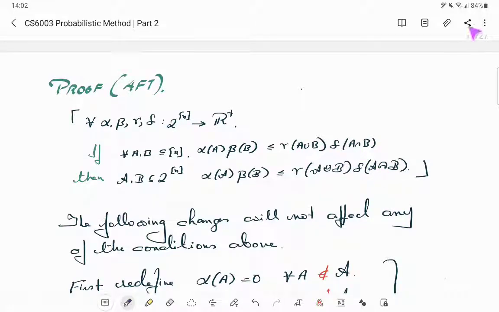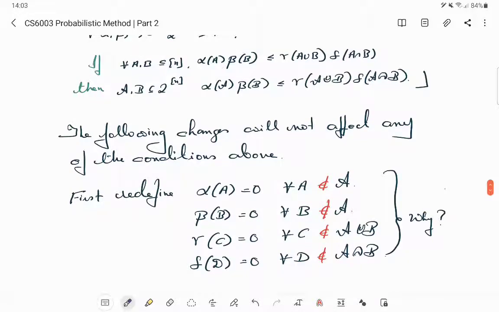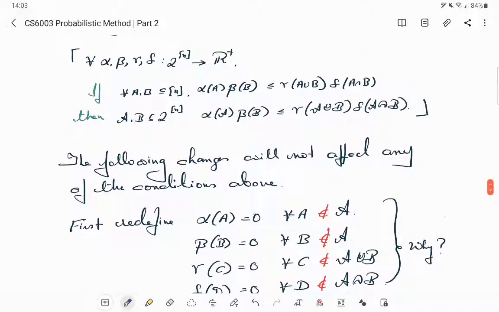Because there are so many notations and so many things, the proof will be much clearer if we do some pre-processing, some massaging of the conditions. We will do certain things which will not really change what we are trying to prove. The following changes will not affect the conditions above, and we'll show why. Firstly, remember this alpha you have to define for every subset of n, but this alpha is getting applied, whether in the premise or in the hypothesis, only to members which are in script A, right?